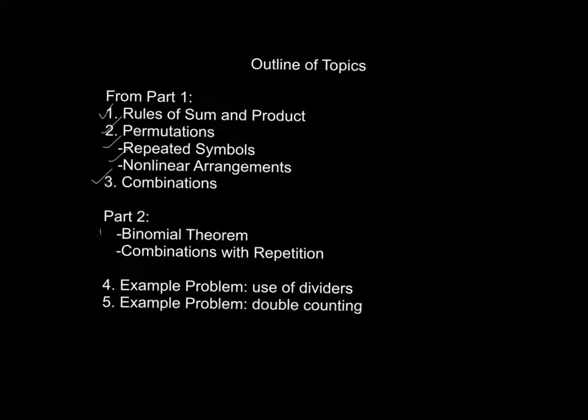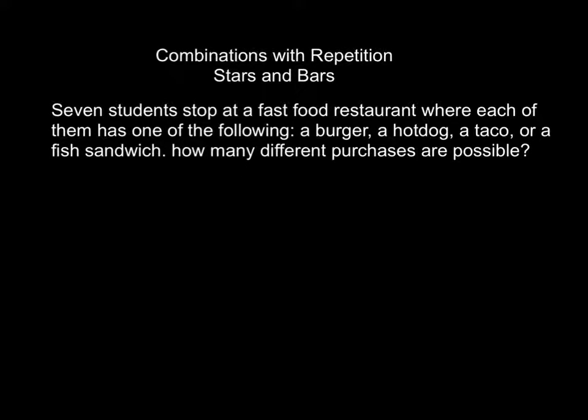So we just finished the binomial theorem. Our next topic will be combinations with repetition. This next topic, combinations with repetition, also known as stars and bars, is really interesting, which I don't know if that's a warning or not. But anyway, the problem that we're going to use to motivate the conversation is: 7 students stop at a fast food restaurant where each of them has one of the following: a burger, a hot dog, a taco, or a fish sandwich. How many different purchases are possible?